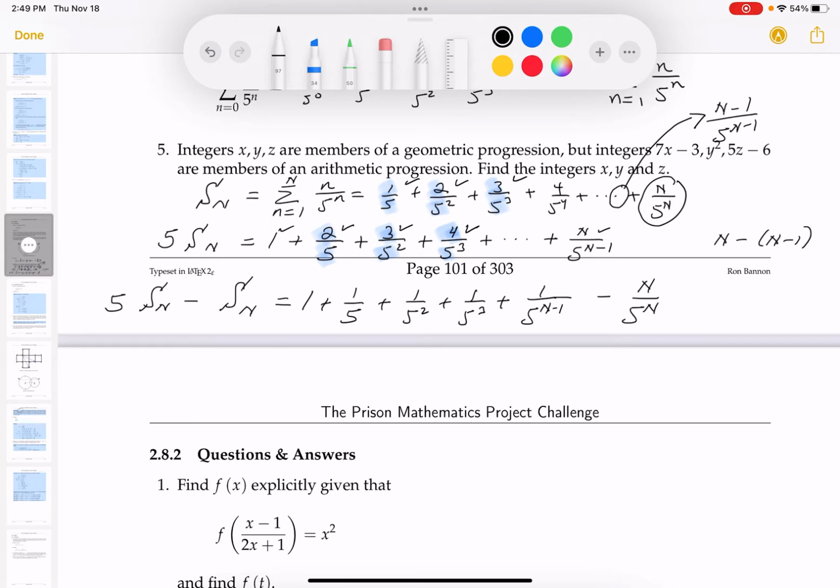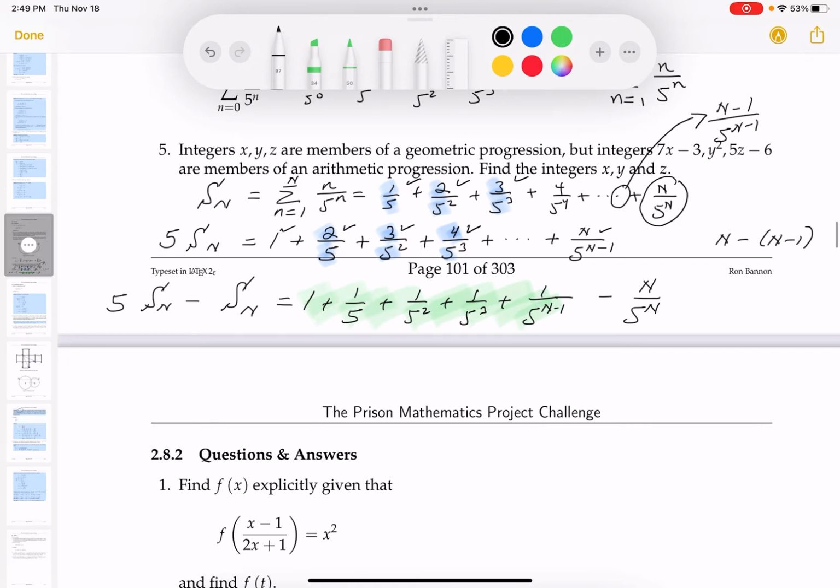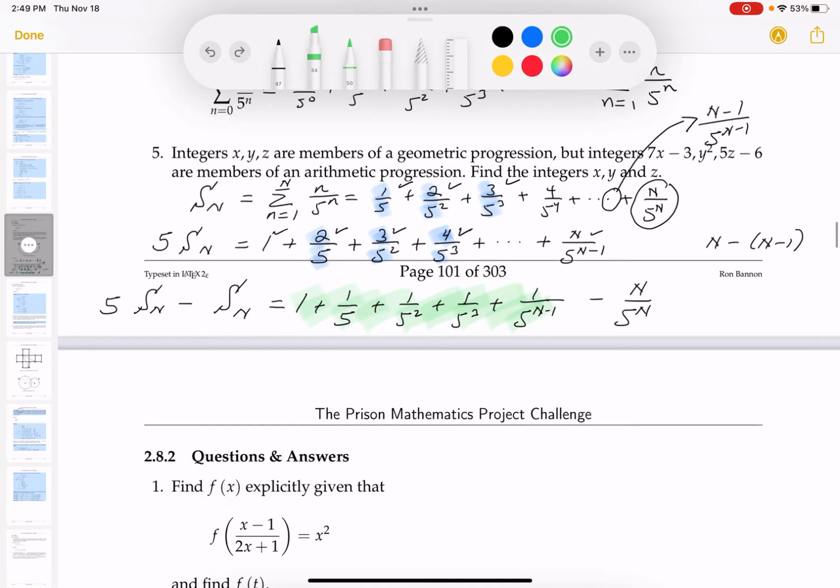Now, by the way, I want to point out again, this I can definitely recognize as being geometric. So what I want to write down is, I'm going to do this subtraction, and I'm going to write it down for you.